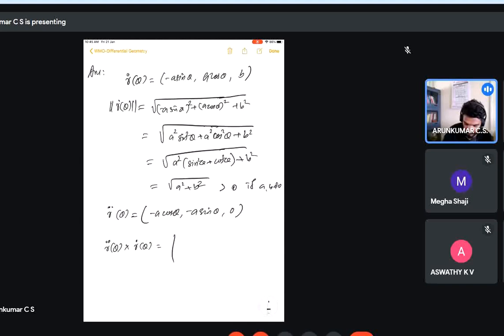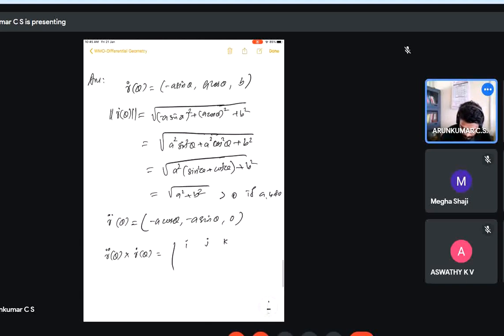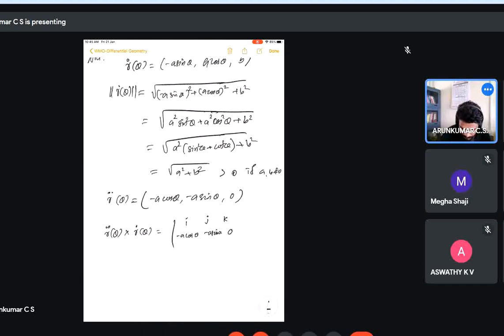This will be the determinant of i, j, k. Sorry, the second row should be the components of the first vector. The first vector is gamma double dot theta, so minus a cos theta, minus a sin theta, 0, and then minus a sin theta, a cos theta, and b. Right.